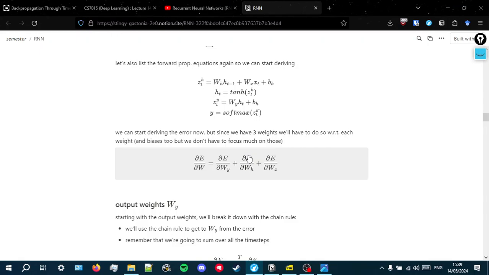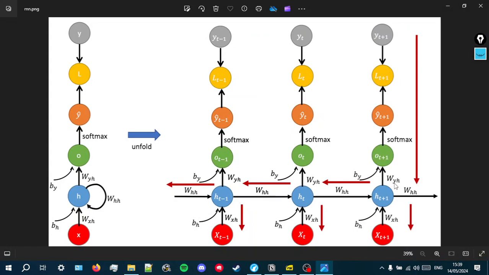So now that we're done with the forward propagation, with the backward propagation, we'll also apply the same sort of idea that we've done before, but this algorithm is going to change a little bit because we're going to have, once again, three different weight matrices. So we have WY, WH, and WX. So when calculating the partial of the error with respect to the weights, we're going to have to take into account that we have three different weights.